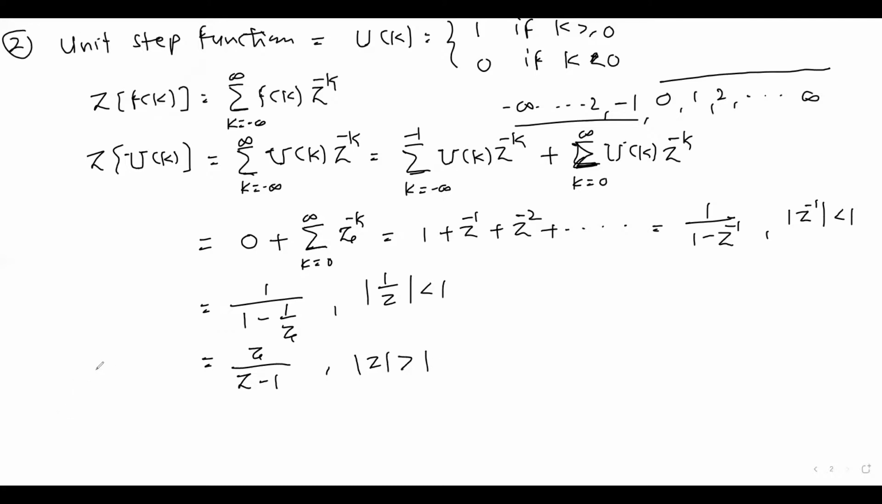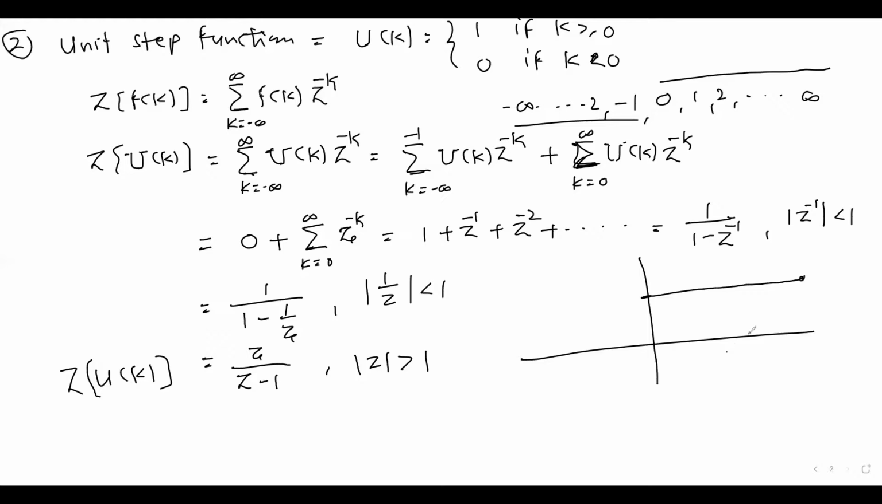Okay, so this is the Z transform of the unit step function. You can trace the diagram also. Now this is the one, k is greater than or equal to 0, and this is k less than 0. This is the graph of u of k, which looks like a step. That's why we call it the unit step function.